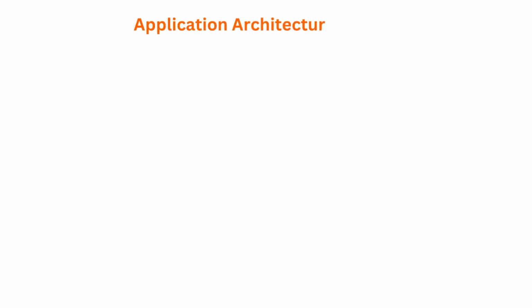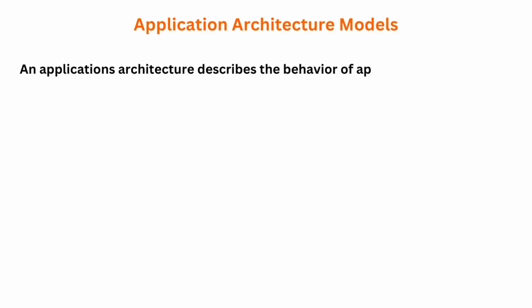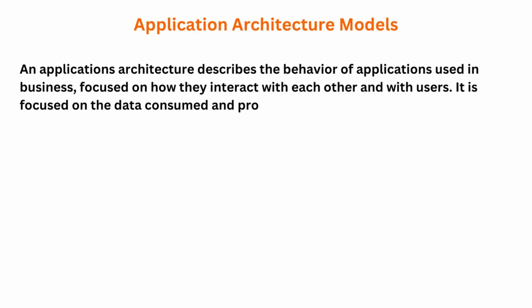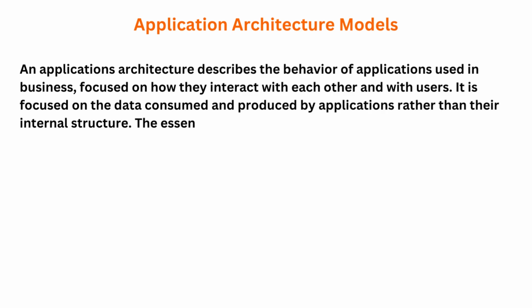Application architecture models. An application's architecture describes the behavior of applications used in business, focused on how they interact with each other and with users. It is focused on the data consumed and produced by applications rather than their internal structure. The essential parts of any application are as follows.